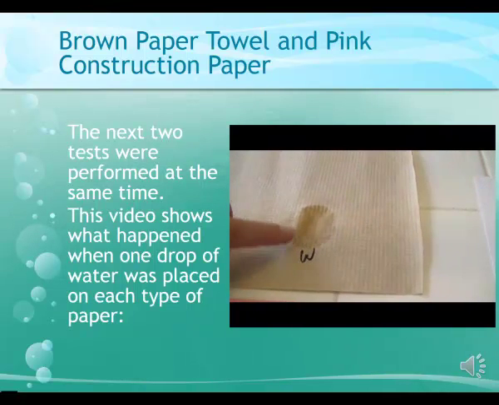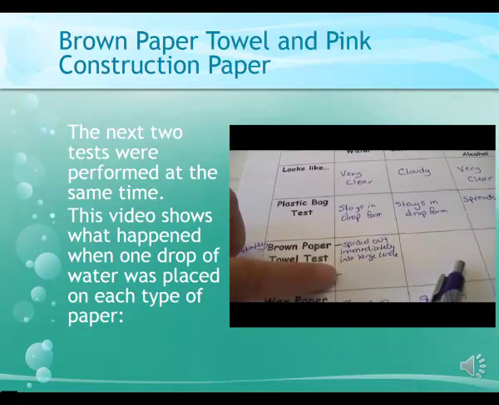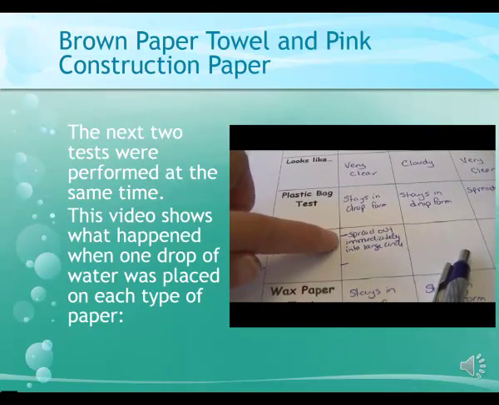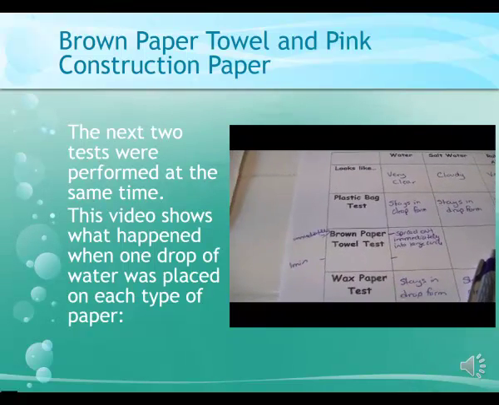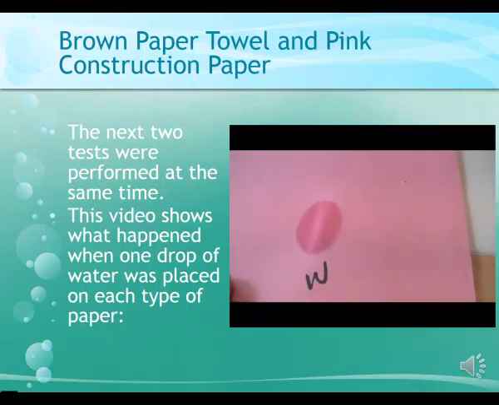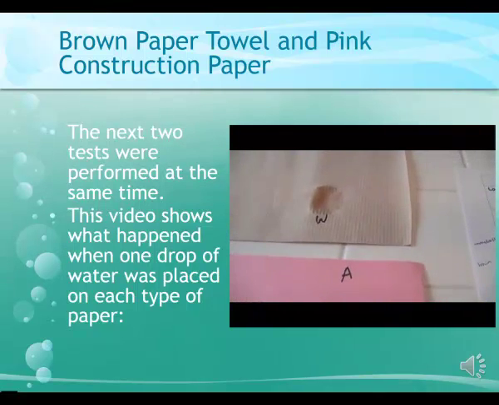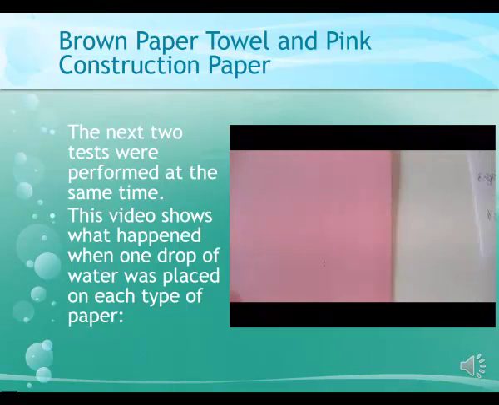So after 1 minute, I haven't filled this in yet, but after 1 minute, this is going to look much the same as it did at the very beginning. So water spreads out right away. On the construction paper test, this is the end result. It looks pretty much the same. You've got kind of a rounded shape on the brown paper towel, and you've got another rounded shape here. So they ended up looking the same.